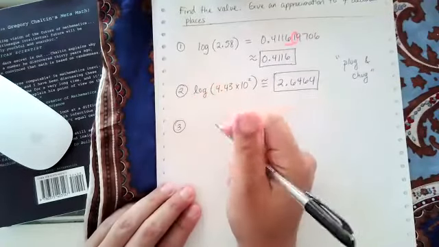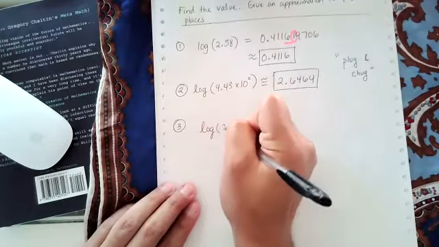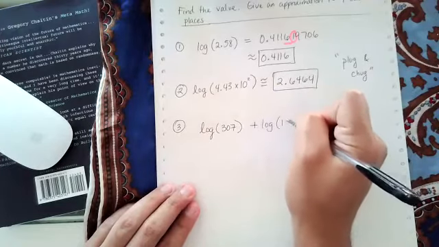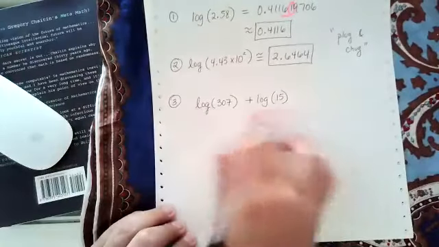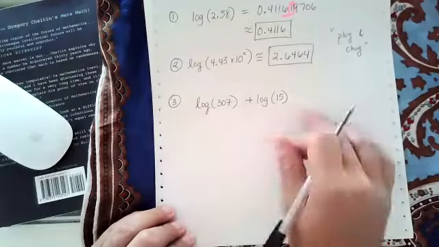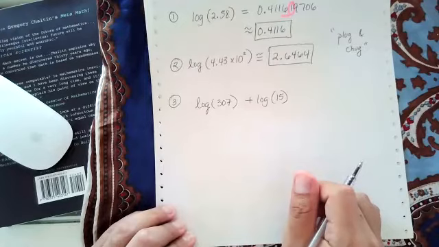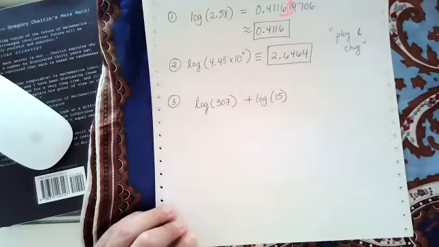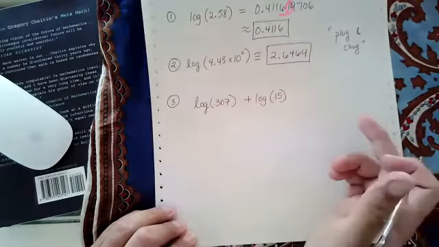But we might have some that are like this. Log 307 plus log 15. So how do you think we go about evaluating or finding the value for this problem? Figure out each one individually and then add them? Yeah, absolutely. Or you could throw this directly into the calculator as an expression where you're just adding log 307 plus log 15.